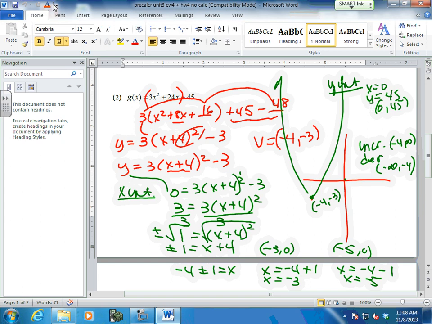Okay, so for homework, guys, we're going to finish up the rest. Be careful on a fraction. When you divide a fraction, remember to flip it. Questions? No?